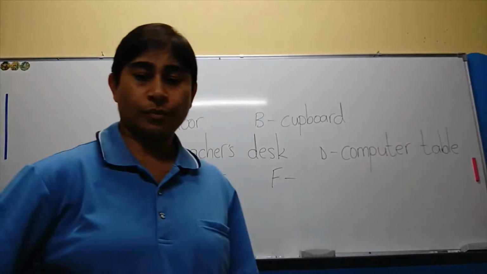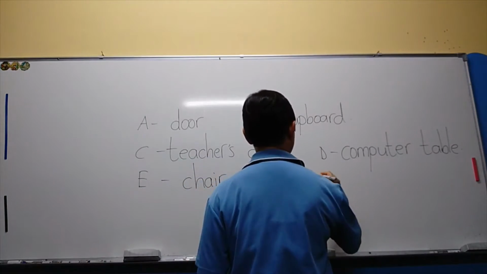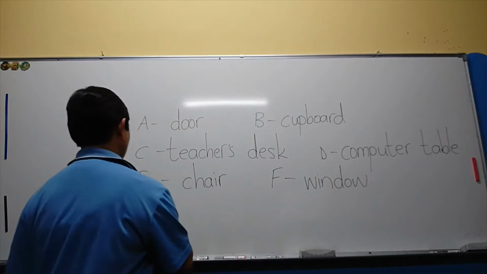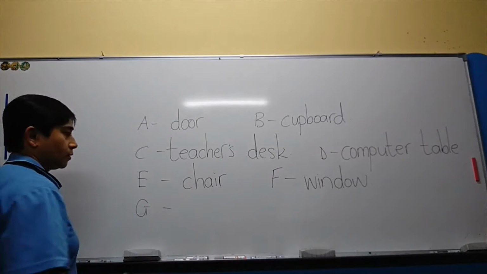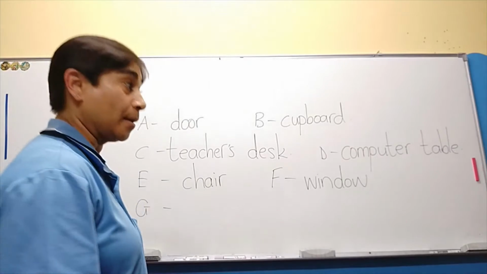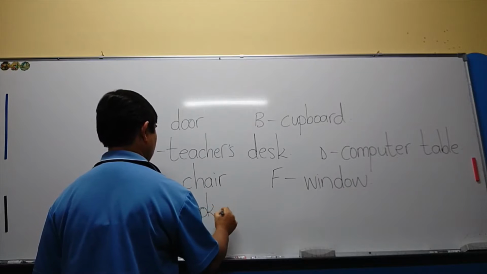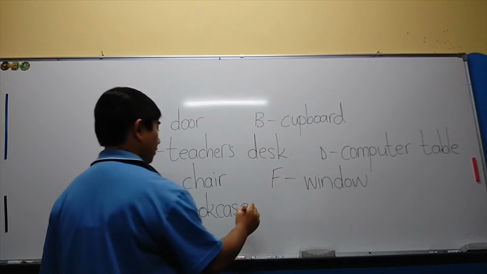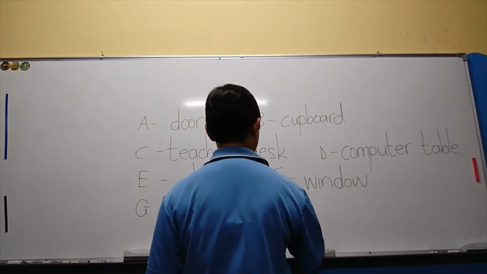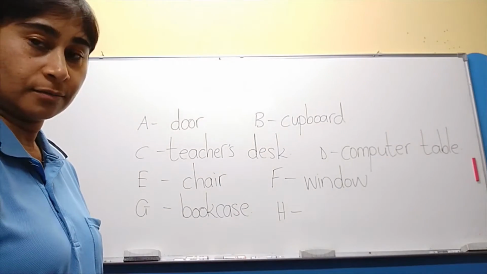F. Window. What's G? Bookcase. Bookcase is one word. And what's H? Clock. Okay, clock.